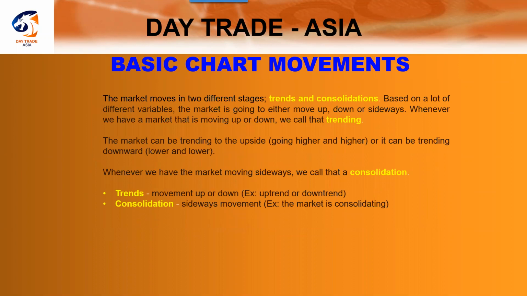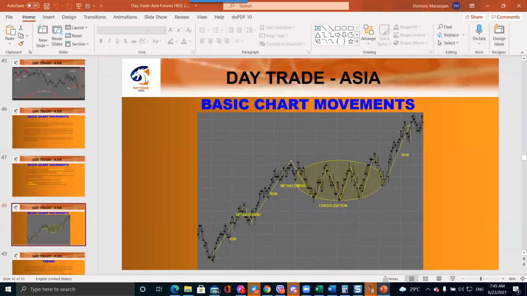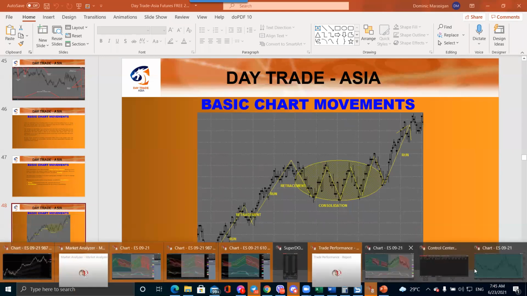Again, the market moves in two different stages: trends and consolidations. Based on a lot of different variables, the market is going to either move up, move down, or go sideways. Those are the three directions. Whenever we have a market that is moving up or down, we call that trending. Like here, you see the market is going up, right? Even though we have a consolidation there, it's basically trending. For example, if I look at this market right now, what do I see?